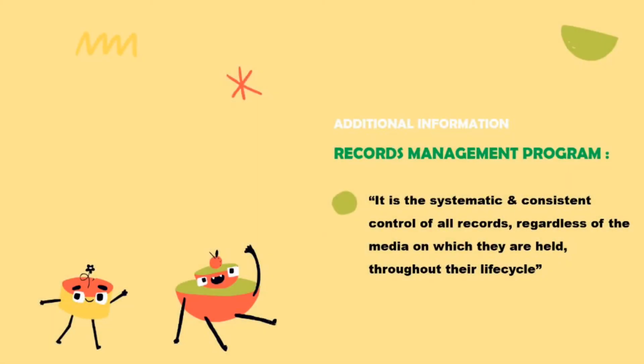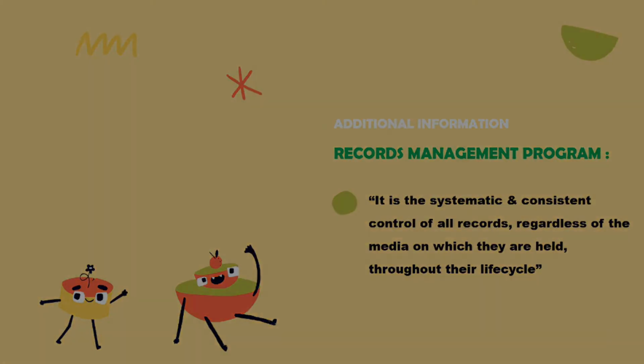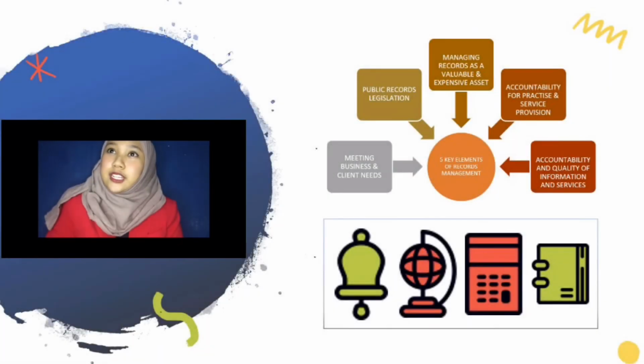For additional information, the Records Management Program is the systematic and consistent control of all records regardless of the media on which they are held throughout their life cycle. There are 5 key elements of records management. First, meeting business and client needs.